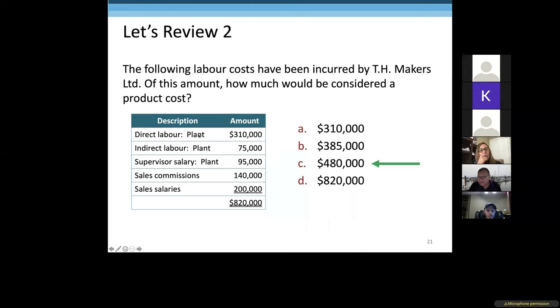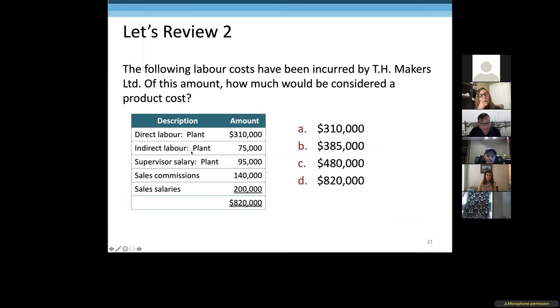So the plant, that's the production location, right? So direct labor, this one, no question. Indirect labor, these two. Supervisory salary, and this supervisor is working in the plant, right? So he's part of the production. So therefore you sum up these three. These two together, that's gonna be 170, and plus 310, that's 480.